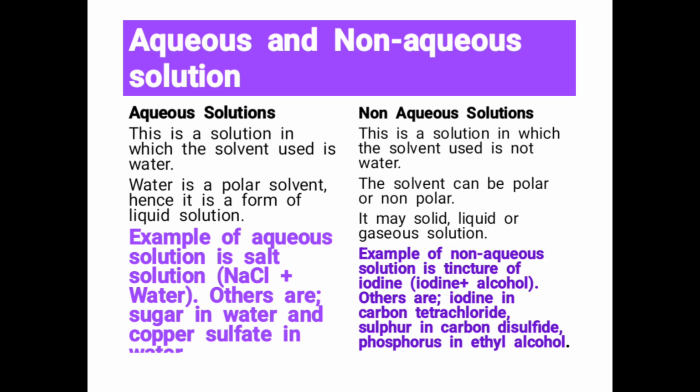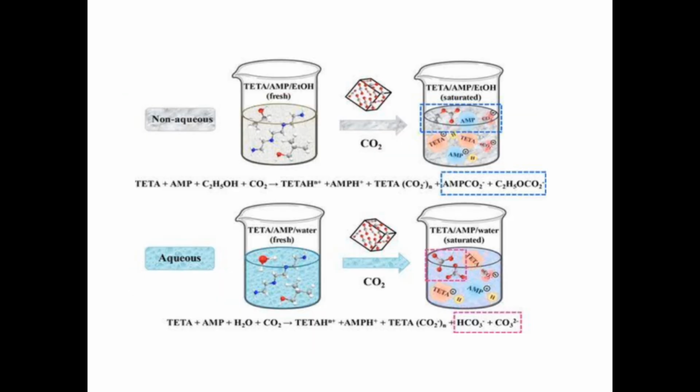An example of a non-aqueous solution includes the tincture of iodine, that's iodine plus alcohol. Other ones include iodine in CCl4, sulfur in CS2, and phosphorus in ethyl alcohol. These are examples of non-aqueous solution. You can see an example of non-aqueous and aqueous here, as you have seen here.